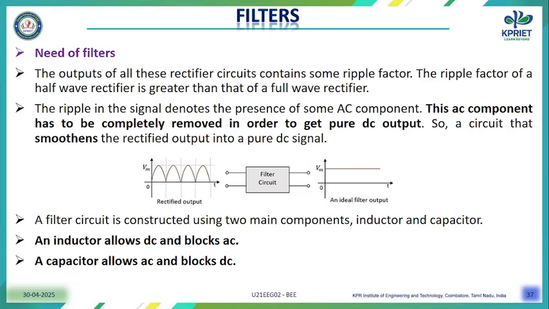A filter circuit is constructed using two main components. They are nothing but the inductor and the capacitor. An inductor allows DC and blocks the AC. Similarly, a capacitor allows AC and blocks the DC.